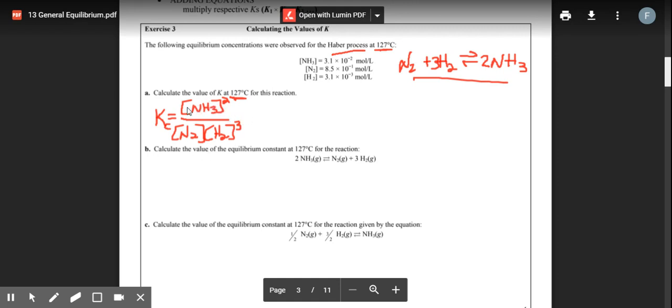Now, always double check, are there any solids here? Are there any liquids here? Because I can't include them. Well, all of these things here are gases, so they're safe to put into our equilibrium expression.